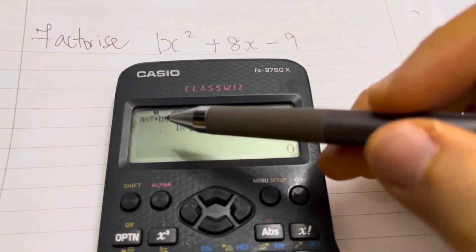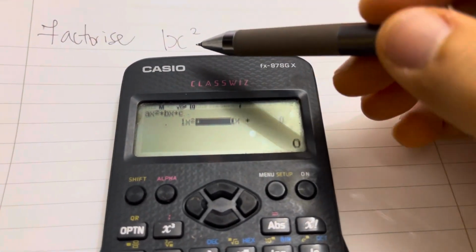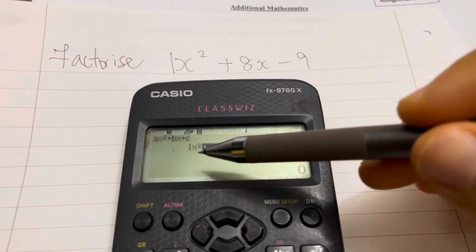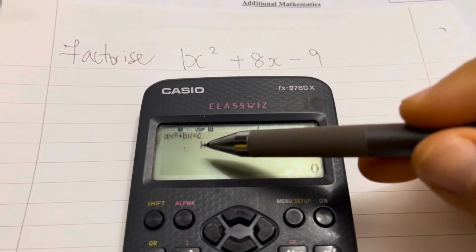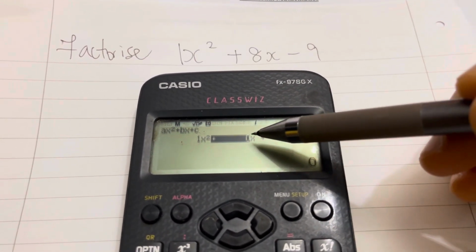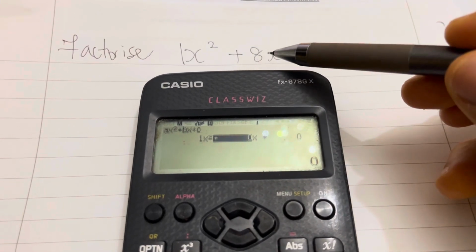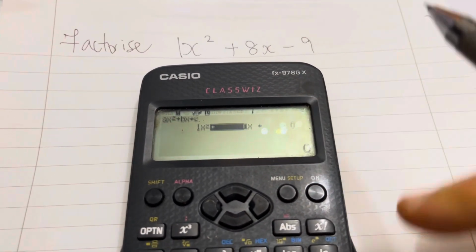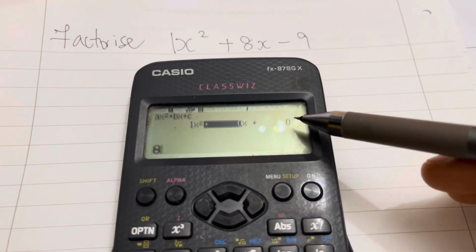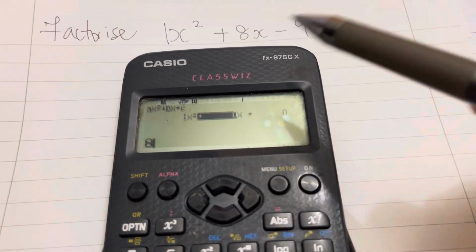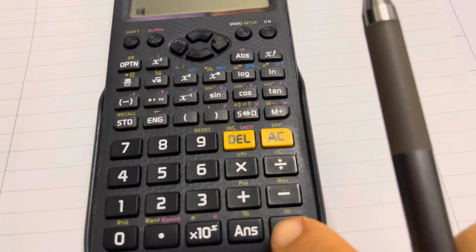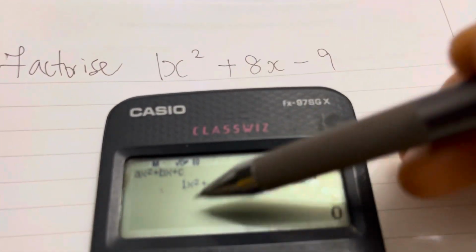Can you see 1x squared here? Then automatically the cursor will go to the next number, which is the number in front of the x. Then you press 8. Again, you see I press 8, it has not gone in yet. You need to press the equal sign, then it will go in.